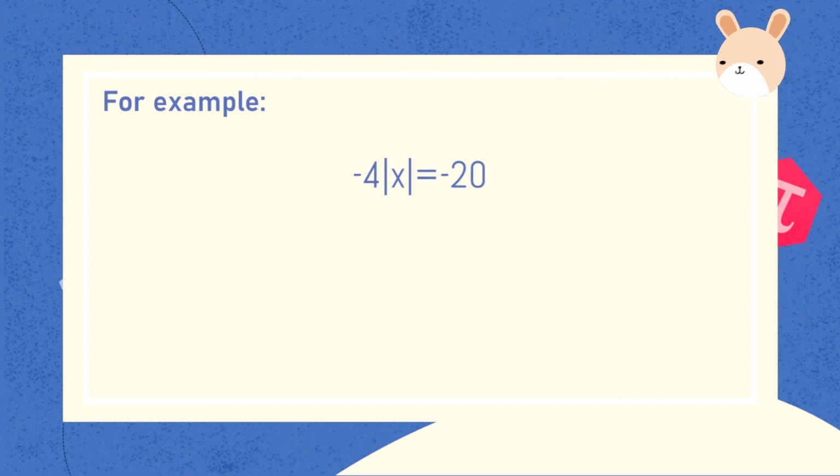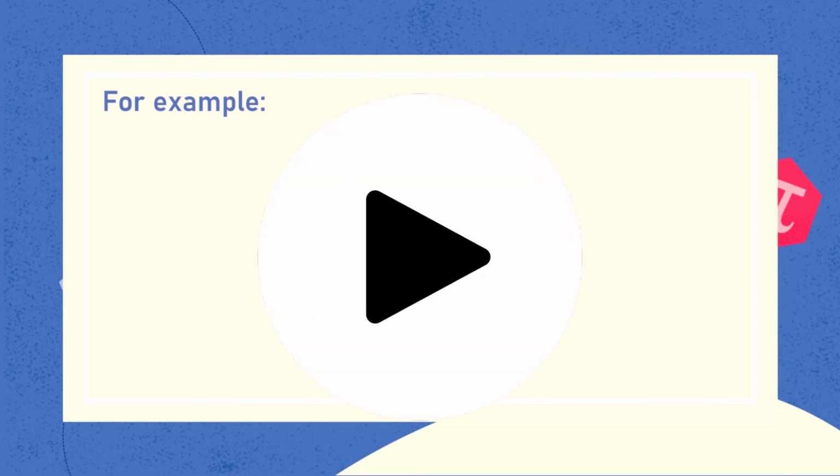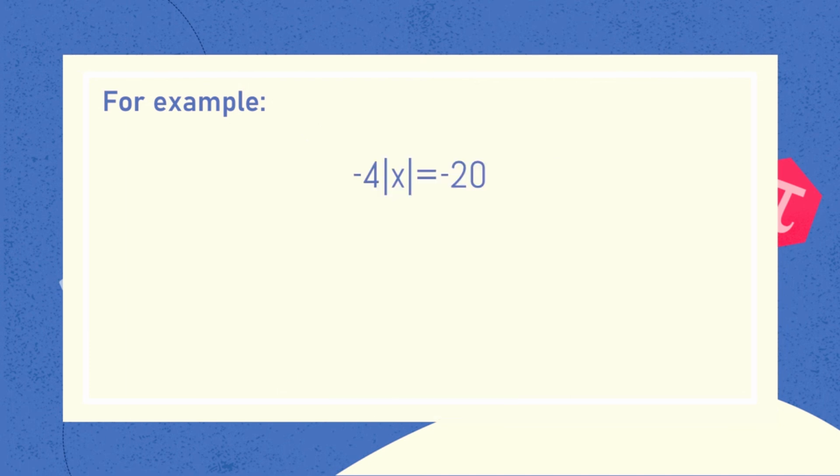Another example, negative 4 times the absolute value of x is equal to negative 20. Feel free to pause the video if you want to solve this on your own. First, we divide both sides of the equation by negative 4, which leads us to the absolute value of x is equal to 5, which means that x is equal to 5 or is equal to negative 5.